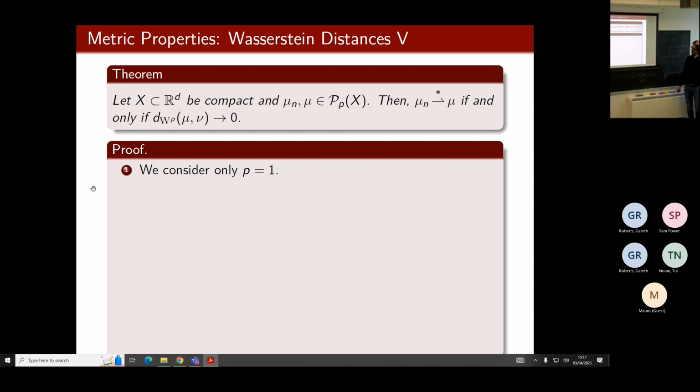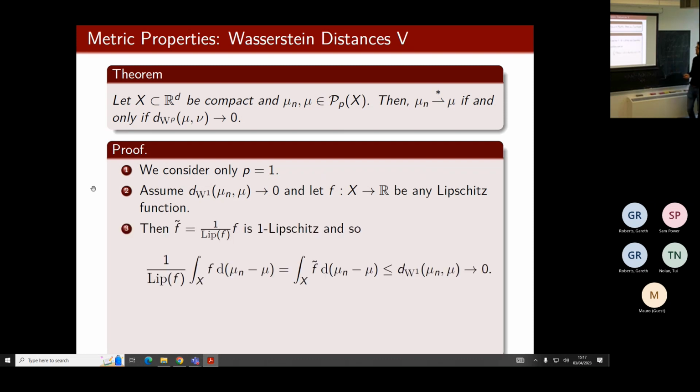Okay, so I've written down the proof. It probably ends up being more of a sketch proof than a full proof. So the first thing is we only have to consider the case when p equals 1, because we can upper bound and lower bound the p Wasserstein distance by the 1 Wasserstein distance. So let's just let p be 1. To start off with, let's assume that mu n converges to mu in the 1 Wasserstein distance, and we let f be any Lipschitz function. What we want to show is that the integral of f d mu n is converging to the integral of f d mu.